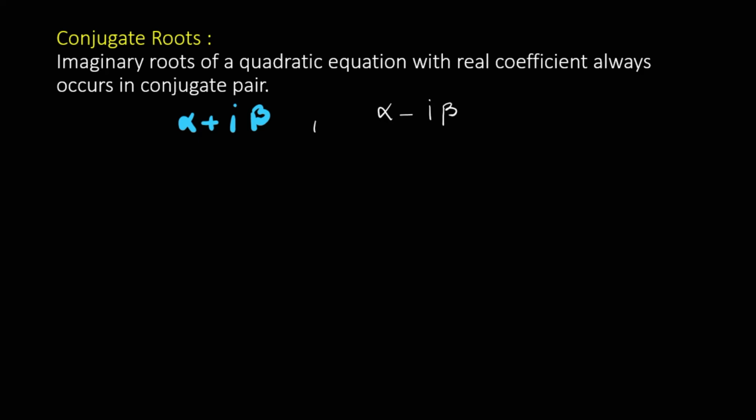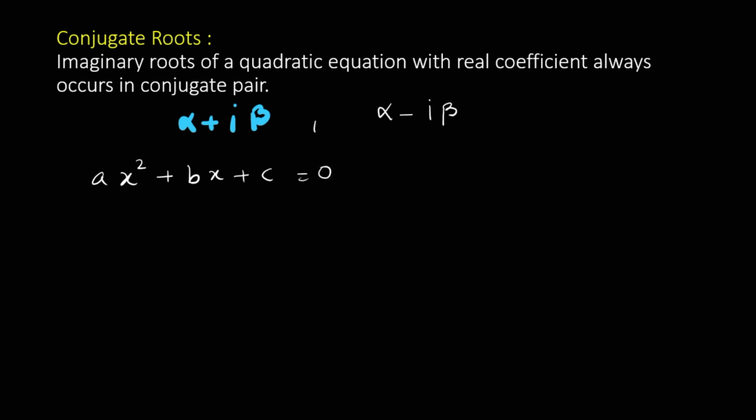How can we see it? Suppose ax square plus bx plus c is equal to 0, and since this is an imaginary root, alpha plus i beta must satisfy the quadratic equation.